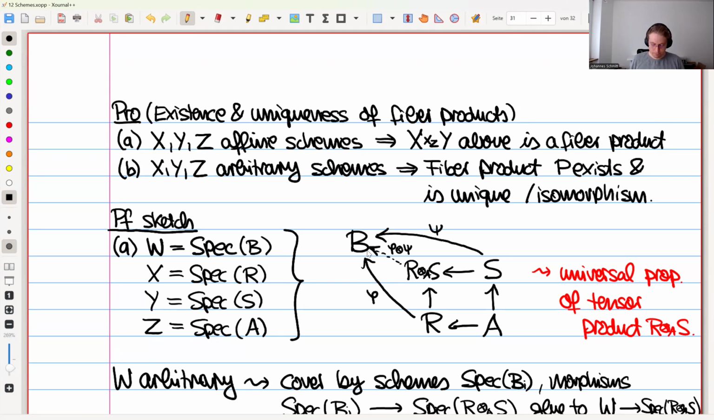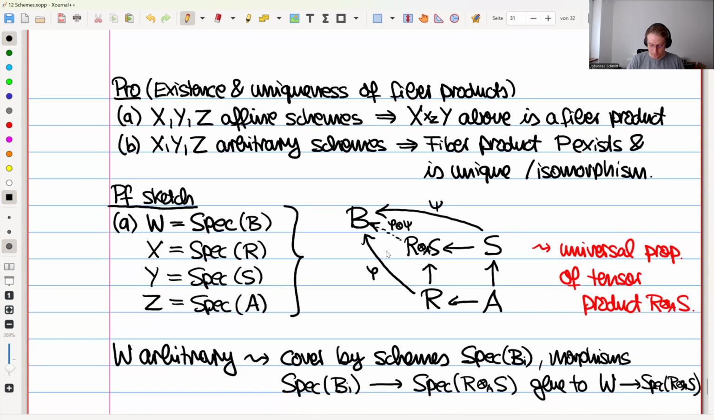And so this universal property of the tensor product tells you that there is a map of affine schemes from spec B to spec of this thing here, which is the fiber product, such that everything commutes. Okay, so when everything is affine, it just follows from commutative algebra.